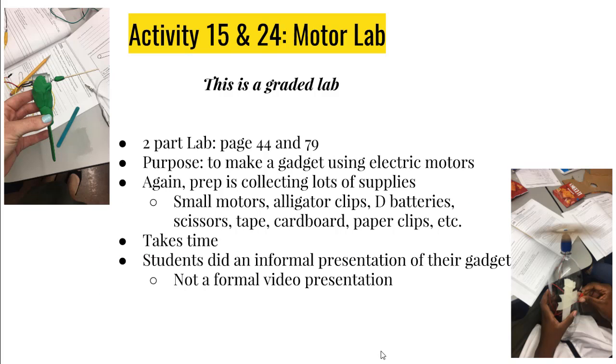Activity 15 and 24. This is a graded lab. It's the two parts, right? So you have it on page 44 and 79. And essentially the purpose is to make a gadget using electric motors. So it is a lot of prep again, and it does take time, which is why it's kind of split into two. They kind of do the initial planning here in Activity 15, and then more of the building, constructing, things like that in Activity 24.